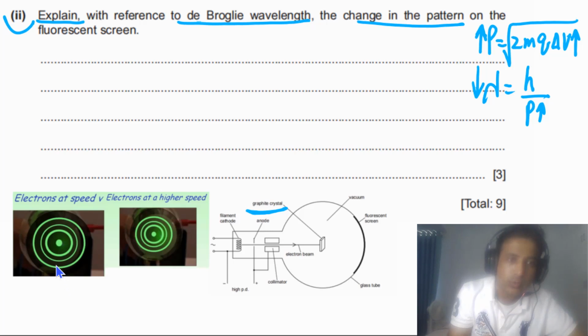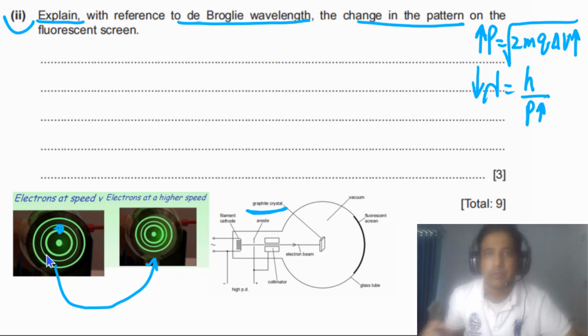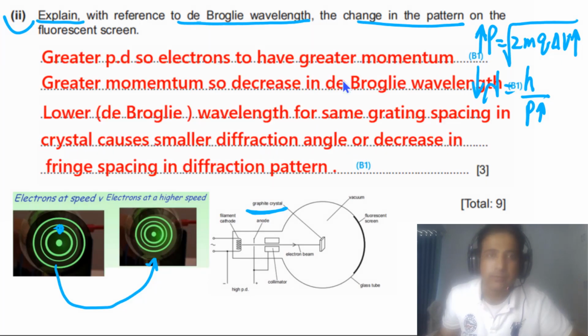So this is at low PD and this one is at high PD. So we can see this spacing decreases. So these are the points you have to write down in the answer. Let me show you the answer. In your answer, you can mention these points.